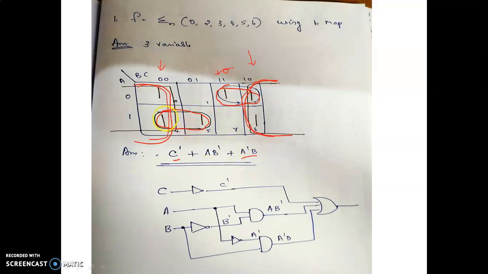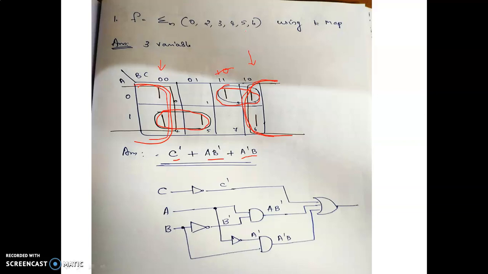And for this group, you got the value A as 1. And for the BC values, it is B bar. So it is A B bar. So this is the minimized expression for the sigma M 0, 2, 3, 4, 5, 6. Okay, C bar plus A B bar plus A bar B.